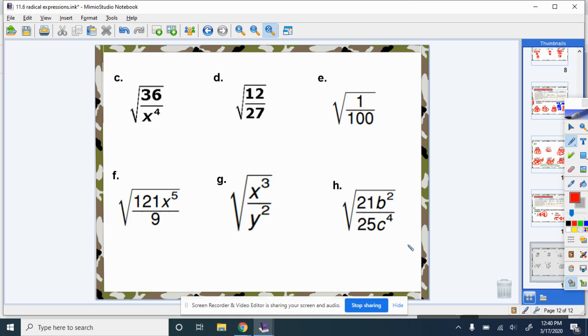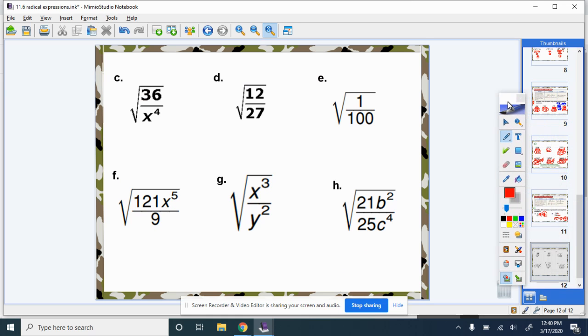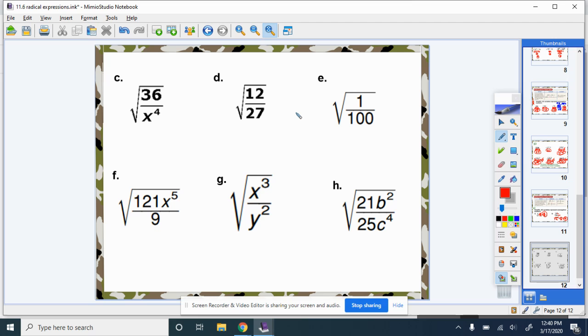All right, this will be the last set of examples, and then we'll finish this classwork tomorrow. All right, the square root of 36, we already know that, it's 6, and the square root of x to the fourth is x squared. For d, I'm first going to divide out 3 from both. So my new problem says root 4 over root 9, and believe it or not, I know the square root of both of those.